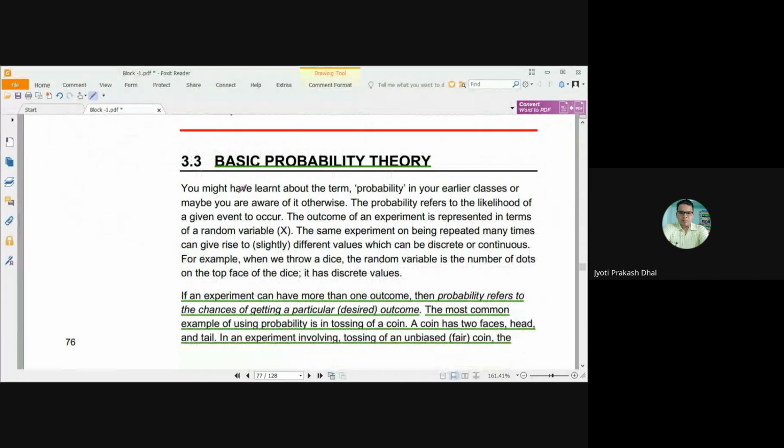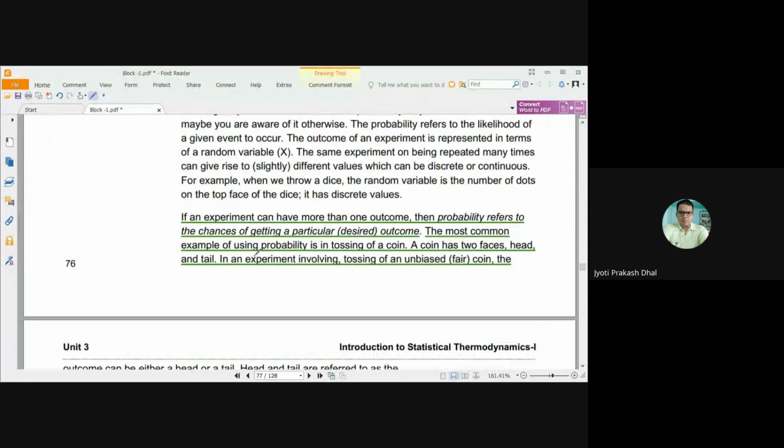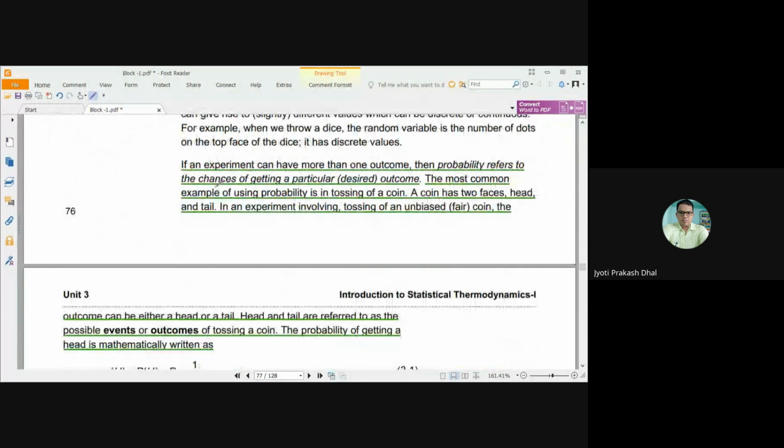In this theory, what we will discuss is, if an experiment can have more than one outcome, then the probability refers to the chance of getting a particular or desired outcome. Suppose you do one experiment multiple times, and each time you get different types of outcomes. The probability means the chance to get a particular result.